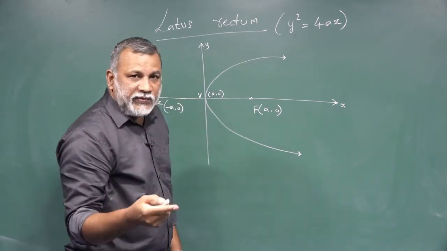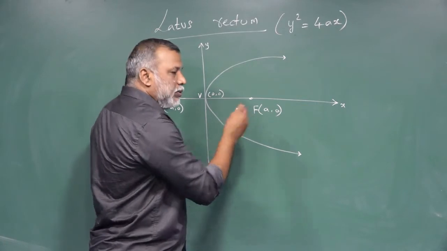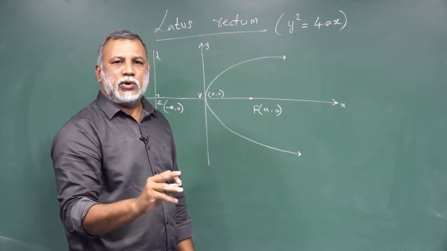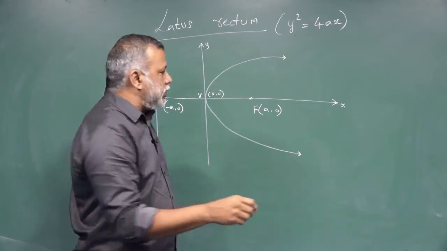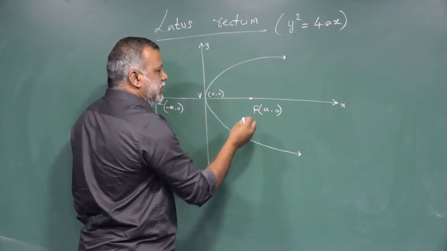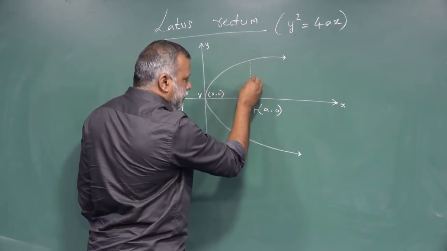Now, what is the definition? The focal chord. What is the meaning of focal chord? A chord that passes through the focus is called a focal chord, which is perpendicular to the axis of the parabola. We already discussed that the x-axis is the axis. Now listen.